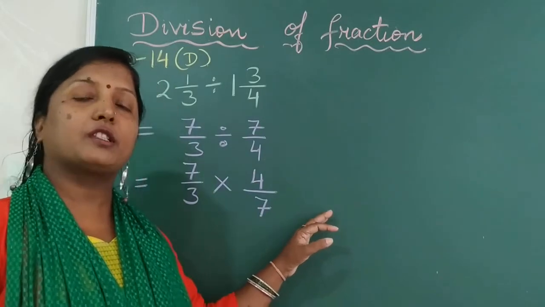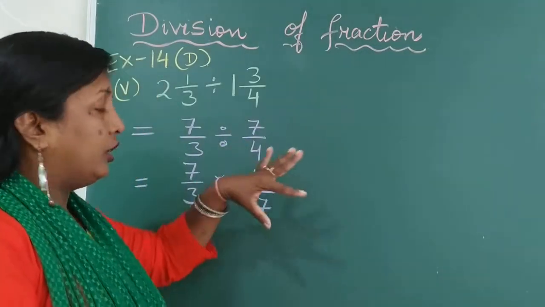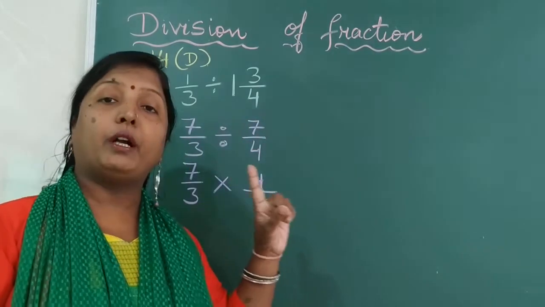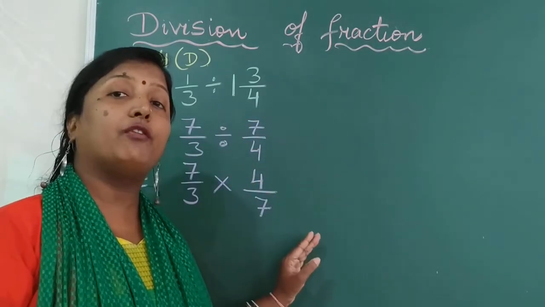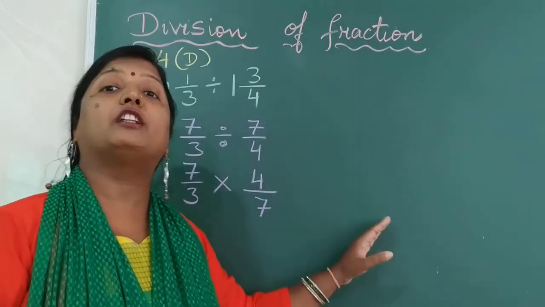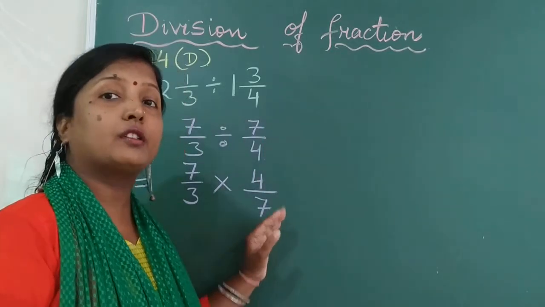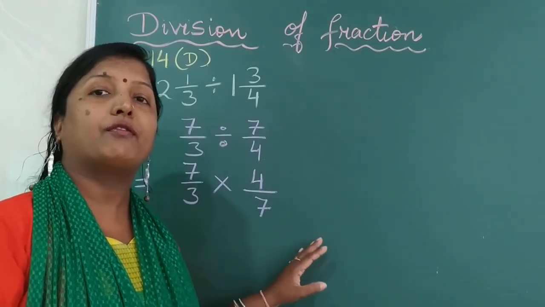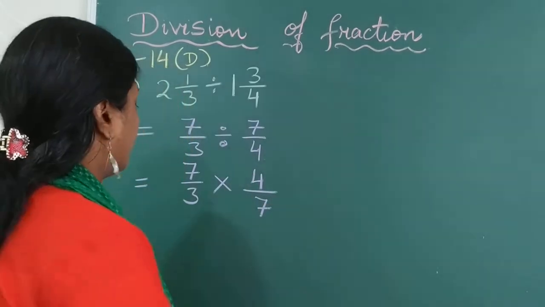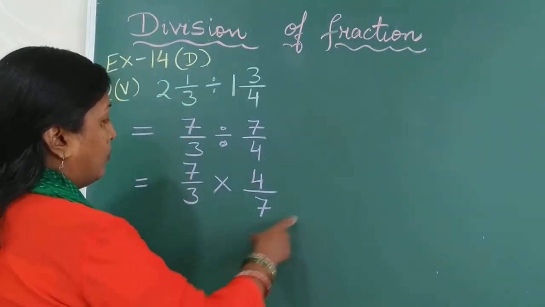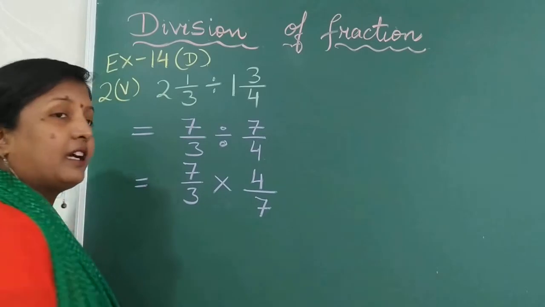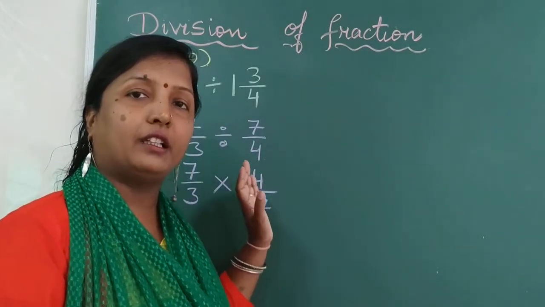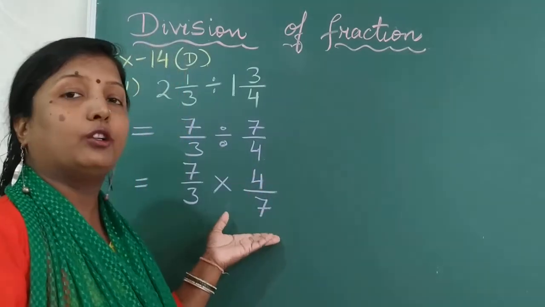So could you understand what is the process for division? You reverse 7 by 4, it becomes 4 by 7. But remember, you will only reverse the fraction after the division sign. Don't reverse the number before the division sign. You have to reverse the number after the division sign. So now once you get the multiplication sign, this again goes to multiplication of fractions. That's why I didn't go for another number of multiplication. Here again we are going to multiply.